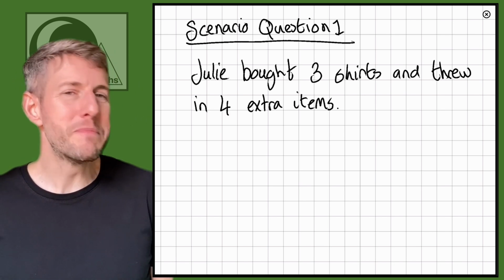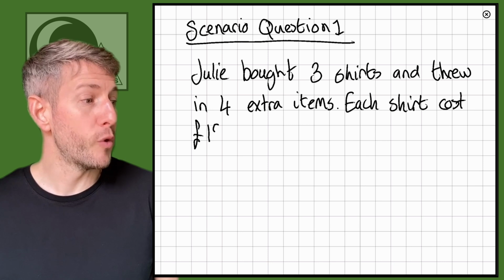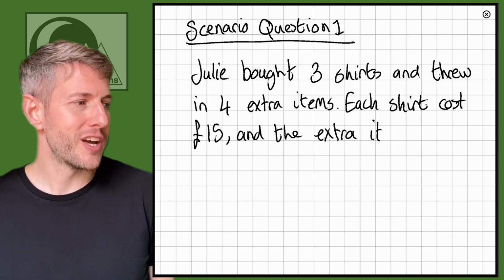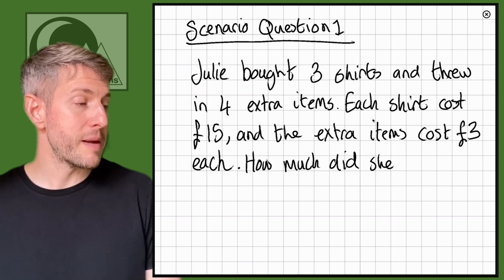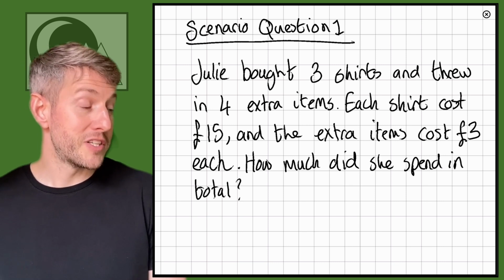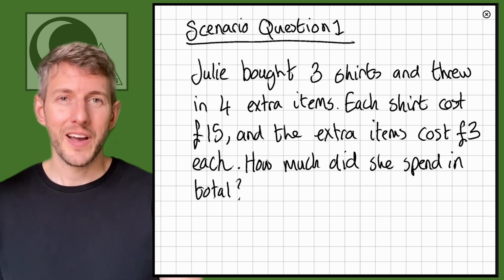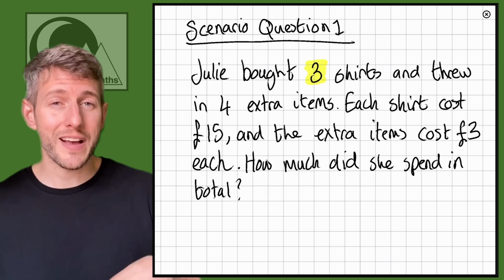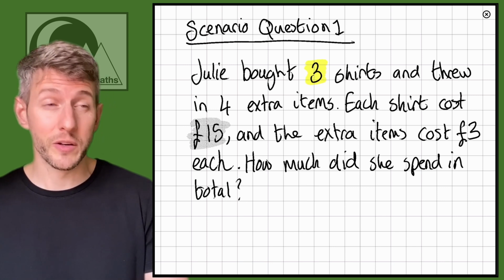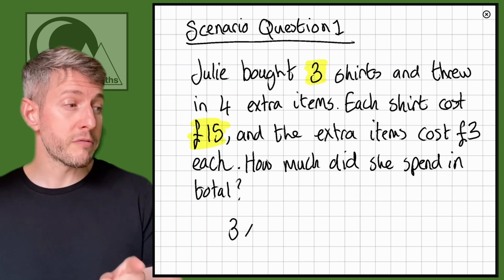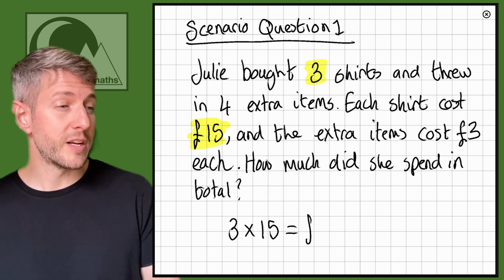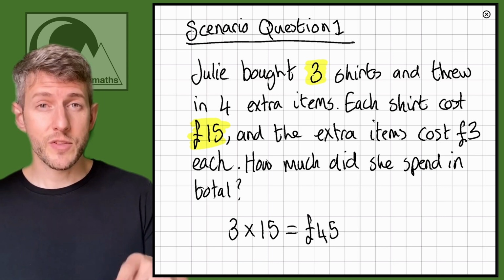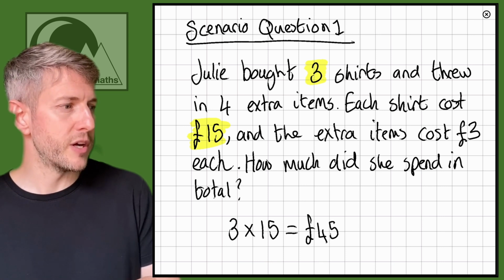So Julie bought 3 shirts and threw in 4 extra items. Each shirt cost £15 and the extra items cost £3 each. How much did she spend in total? Okay, so what's important about this is we just have to work out basically what's going on. So we know that we've got 3 shirts at £15. So that's going to be 3 times £15. So that'll be £45 for the 3 shirts.